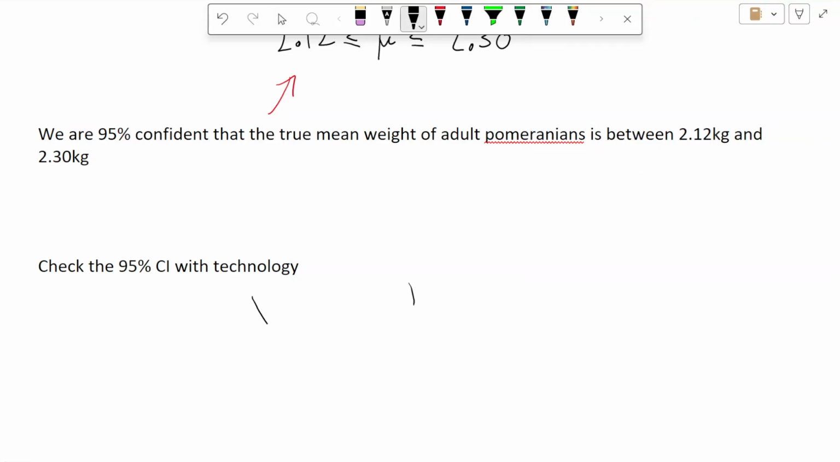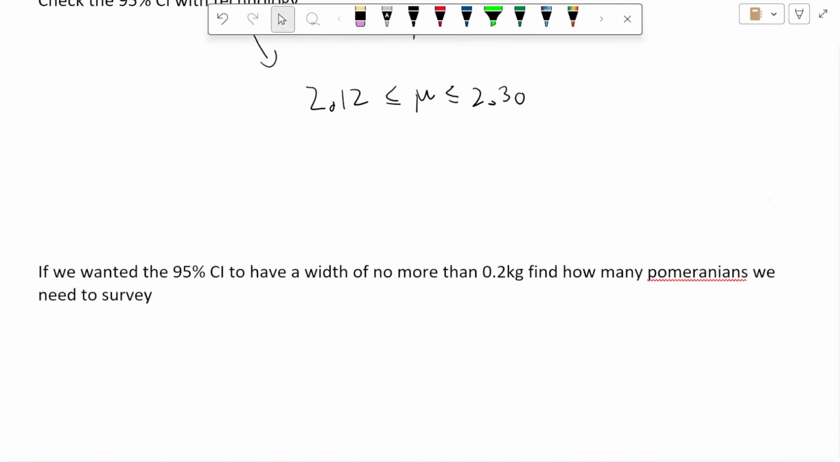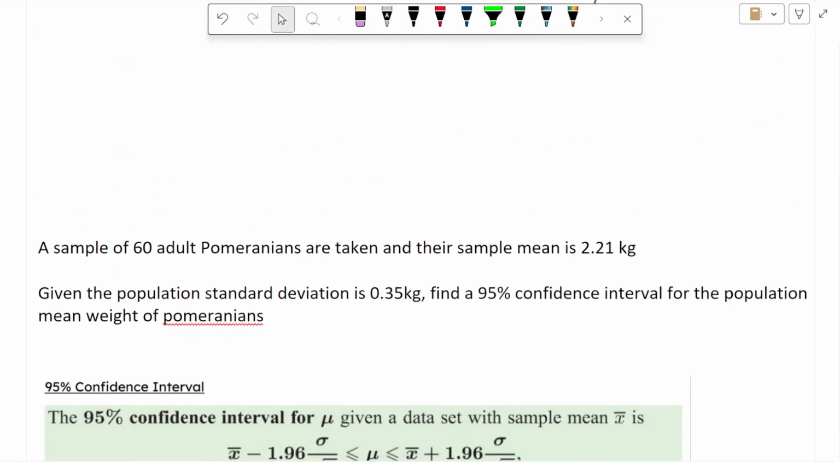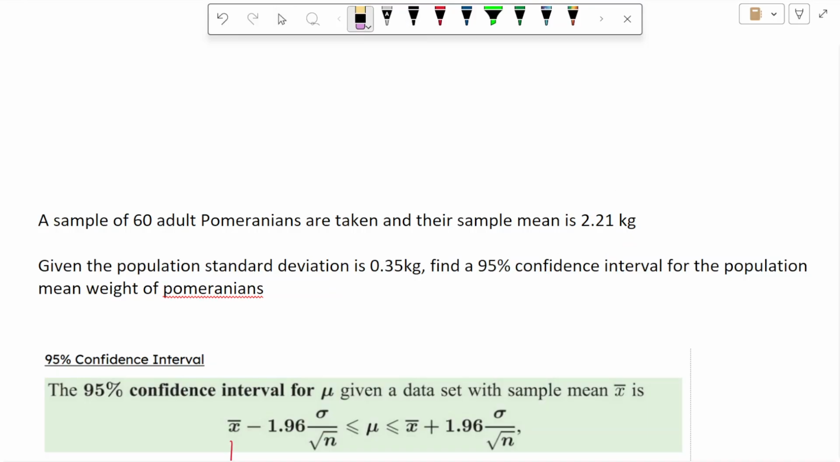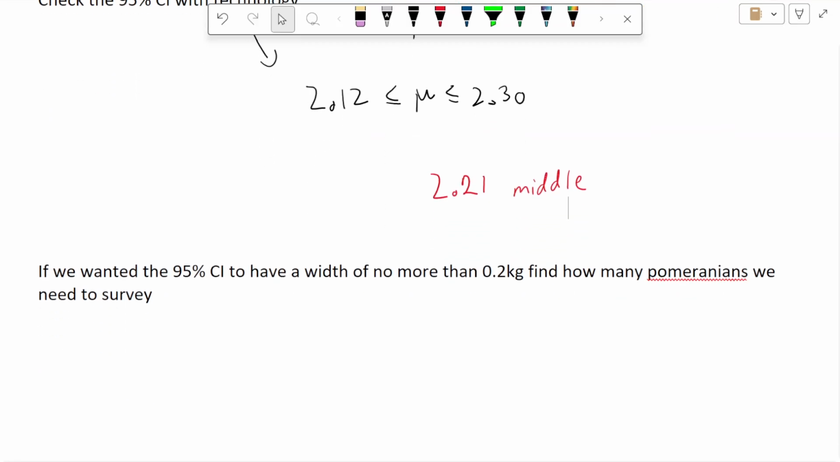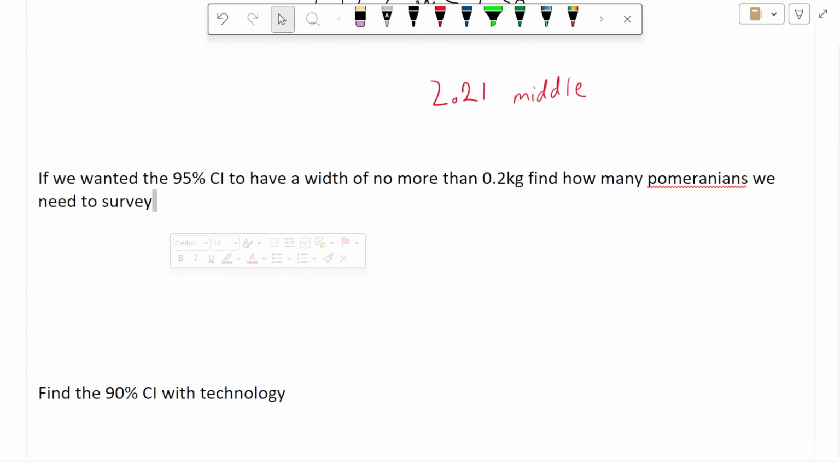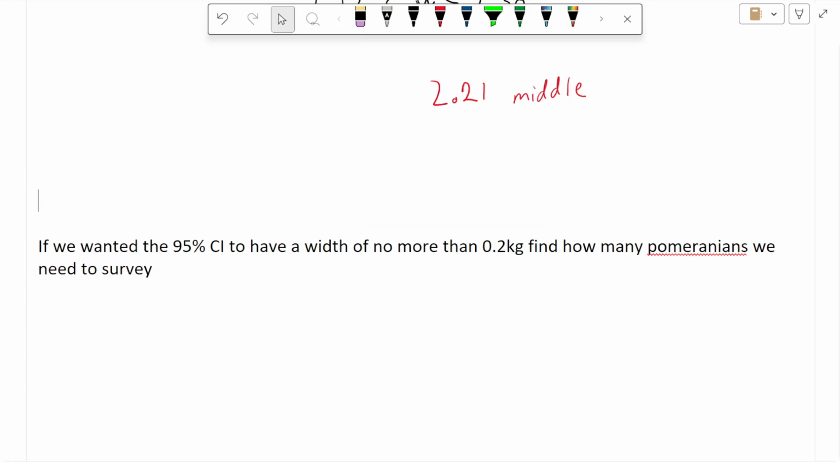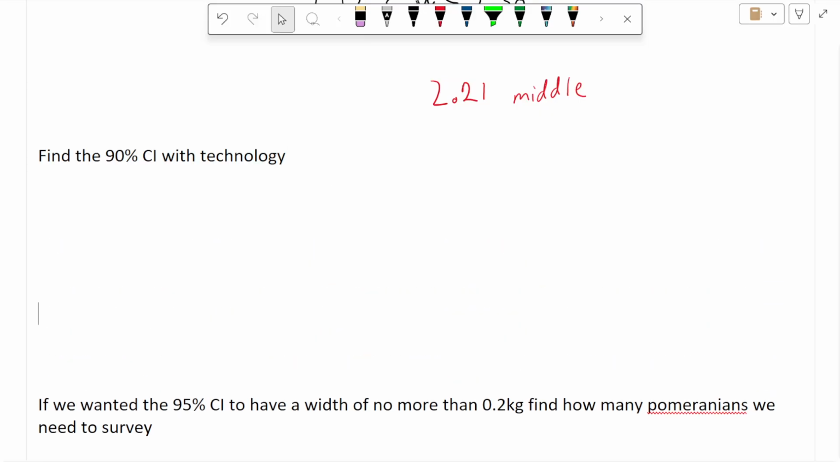So if you had this question, you would just go 2.12 is less than the mean is less than 2.30, like that. One other thing that I do want to point out, this 2.21 is right in the middle of that confidence interval. 2.21 is right in the middle. And we're sort of going up or down by 0.09 either side. Okay. I'm just going to show you quickly what happens if we do a different confidence level. 90% confidence interval.